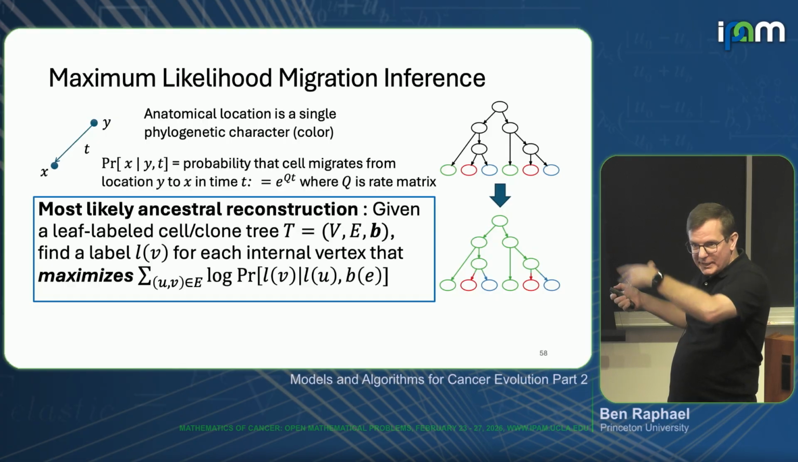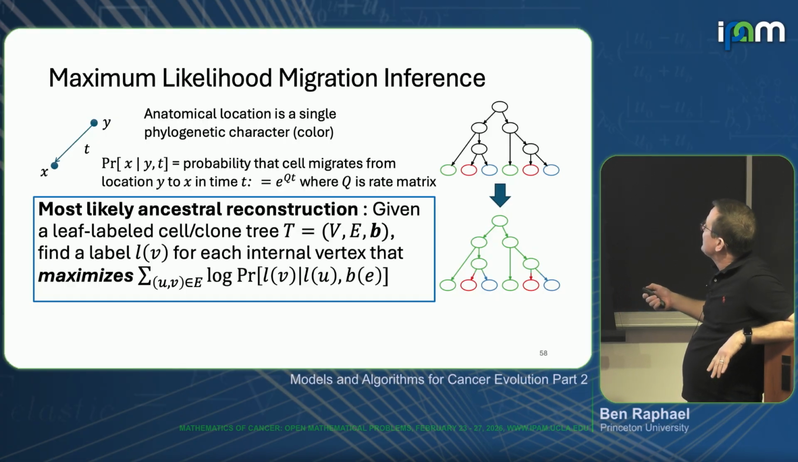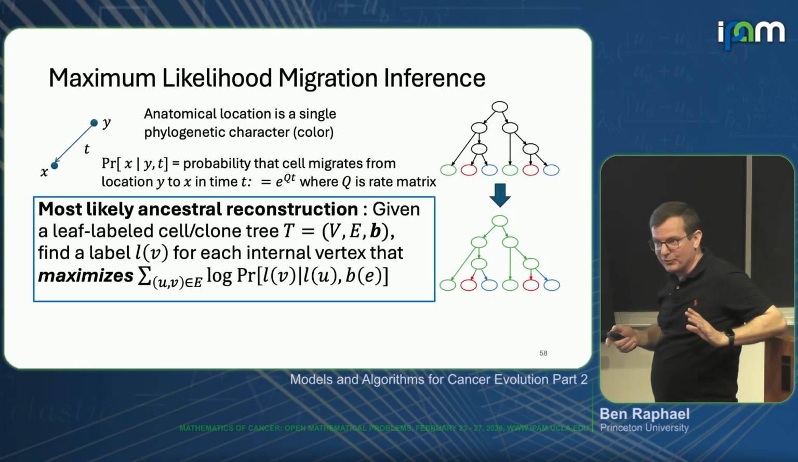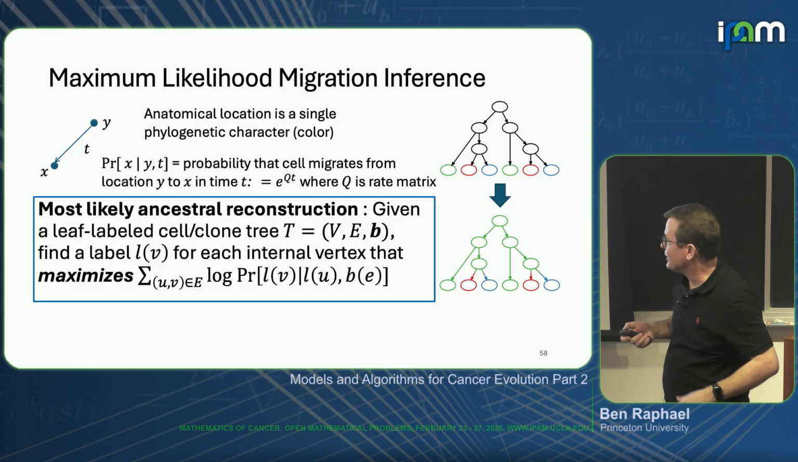So I built out the tree using some of the techniques I described last time, and we now have the location of each of the cells. But we don't know the location of the ancestors, right? And that's what we need to infer, and that's what will determine how many migrations there are.